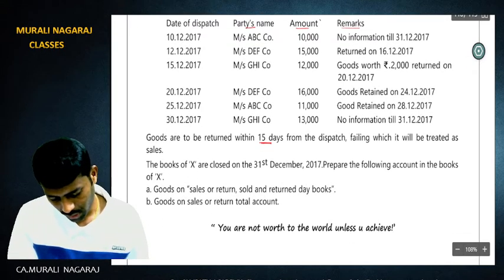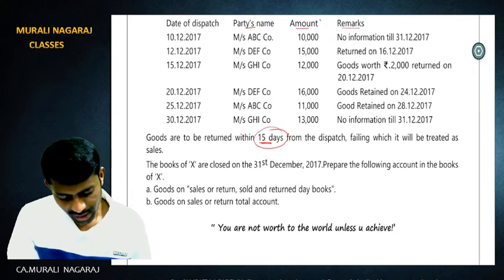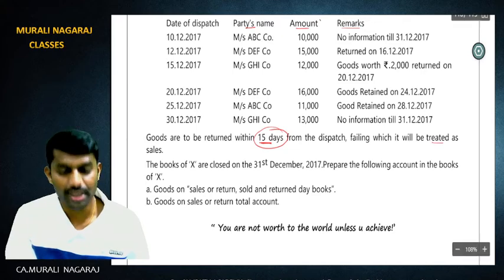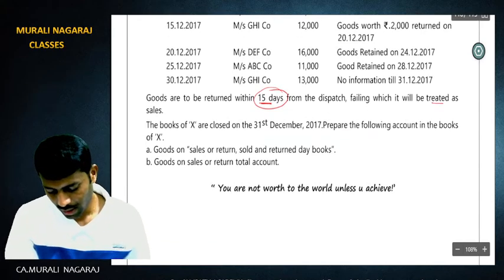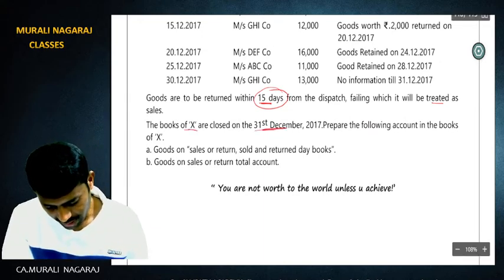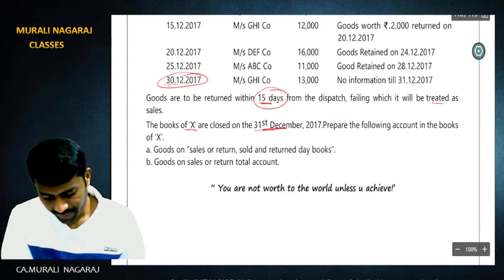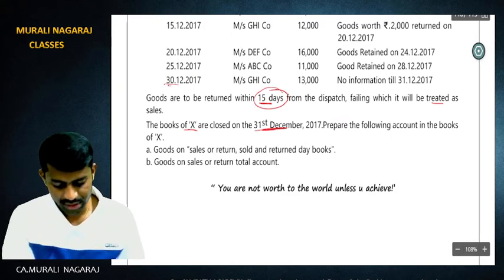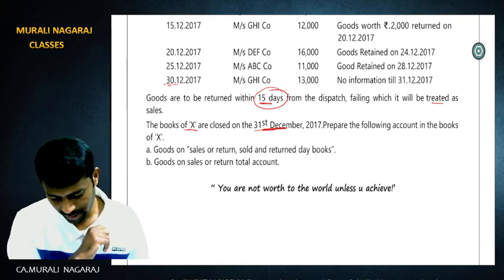Now, goods are to be returned within 15 days, failing which it will be treated as a sale. Obviously, 15 days is over; thereafter we have to book it as a sale. Now, the books of X are closed on 31st December. So look out, the last one we sent on the 30th, but 31st is our year end, 2017. So prepare the following accounts in the books of X.